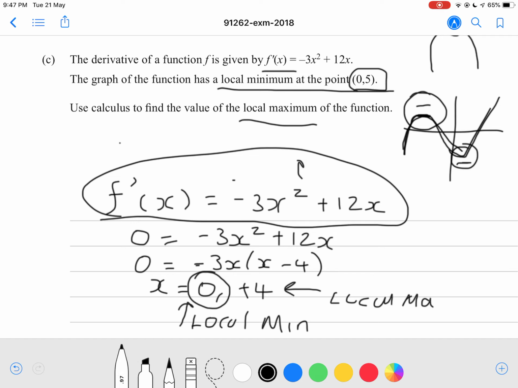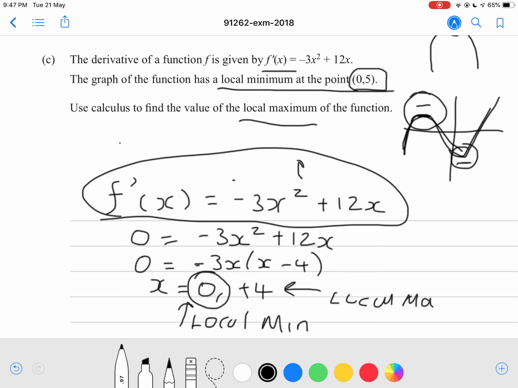Now what we're trying to do is find the function for f. That means we have to integrate. So how are we going to integrate this? We say f of x is equal to something, and it's basically the reverse of differentiation. In differentiation, you multiply the front number by the power, and then take the power down by 1. But for integration, you increase the power by 1, and then you divide by the new power.